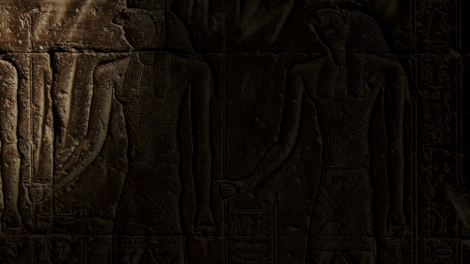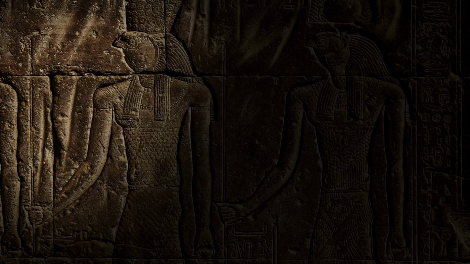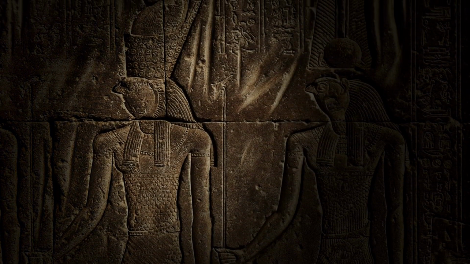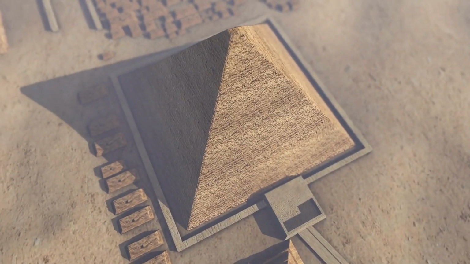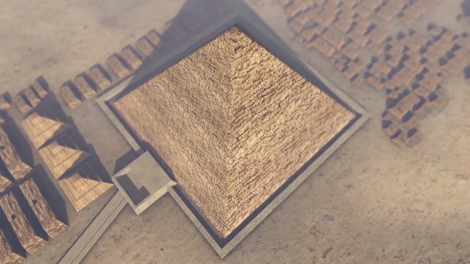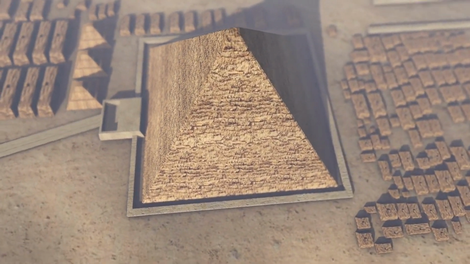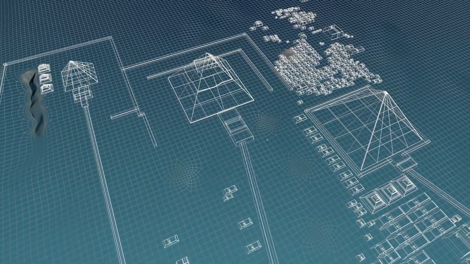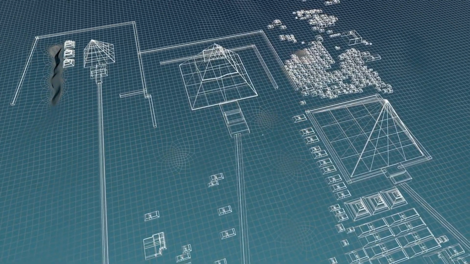The interior of the pyramids was often quite complex, with multiple chambers and corridors leading to the burial chamber where the pharaoh's sarcophagus was located. One of the most impressive aspects of the pyramids is their precise shape. The pyramids were designed as four-sided pyramids with triangular faces that met at a single point at the top. The base of each pyramid was a square with sides that were parallel to the cardinal directions.